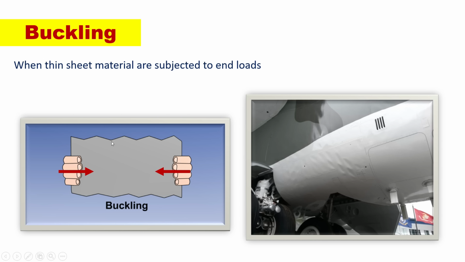So buckling is when a thin sheet of material, this is important. A material needs to be thin, otherwise it will be compressive load if you have a solid metal piece, right? So buckling is when thin sheet of material is subjected to end loads.